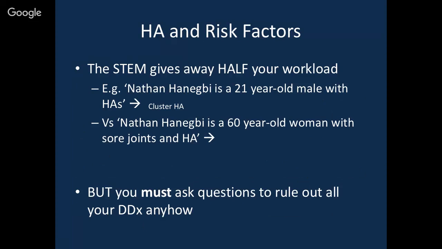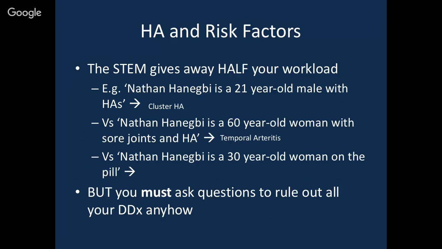The patient is a 60-year-old woman with sore joints and a headache. What are we thinking of this time? Temporal arteritis, exactly. So if you ask, do you have sore joints, in a Monash OSCE, it's going to be temporal arteritis straight away. And now if the patient is a 30-year-old woman on the pill, what are we thinking of?